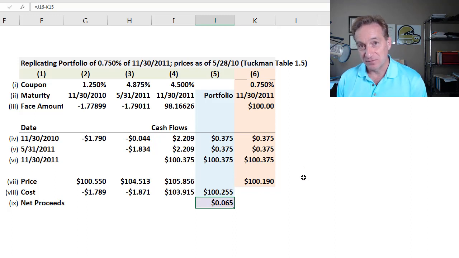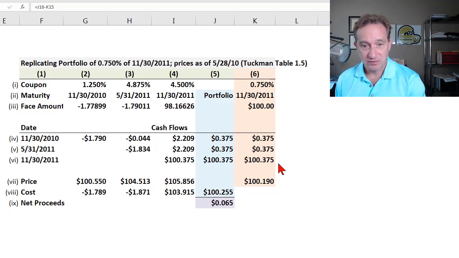We don't have to wait for a thesis to play out. Immediately, we generate a riskless profit. The difference between the cheaper bond that we purchase and the replicating bond that we sell, we pocket the difference, and the cash flows on one bond exactly offset the cash flows on the other, so the future cash flow streams are net zero. So how do we do this?